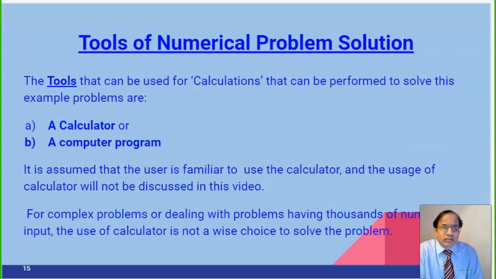The tools that can be used for calculations are 1. A simple calculator or a computer program that one can write and use on the computer. It is assumed that the user is familiar with using the calculator, and the usage of the calculator will not be discussed in this video. For complex problems or problems having many numbers as input, the use of a calculator is not a wise choice to solve the problem.